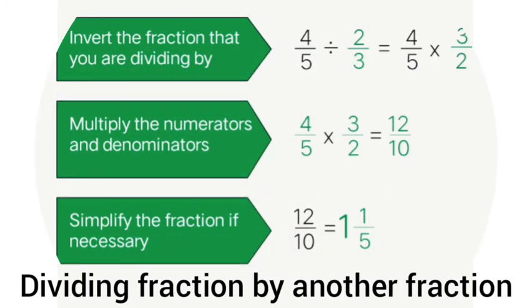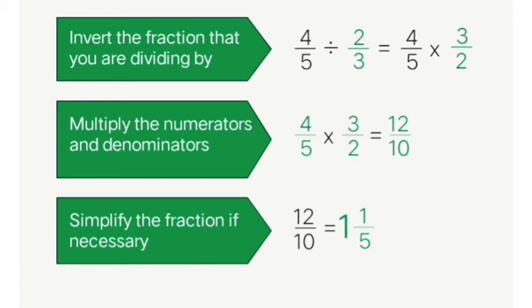Now we will see dividing a fraction by another fraction. Look at this slide. We have 4 by 5 divided by 2 by 3. Both are fractions here, but we need to find the reciprocal of only the second fraction. That is, the reciprocal of 2 by 3 will be 3 by 2. The division sign will change to multiplication. So we have 4 by 5 multiplied by 3 by 2.